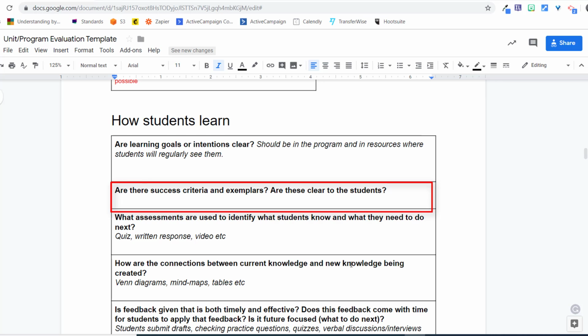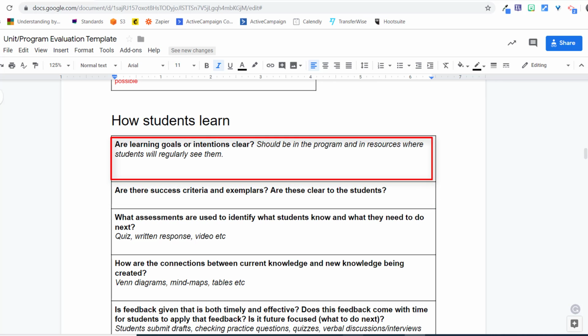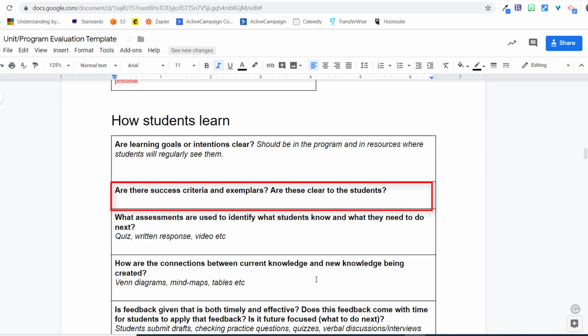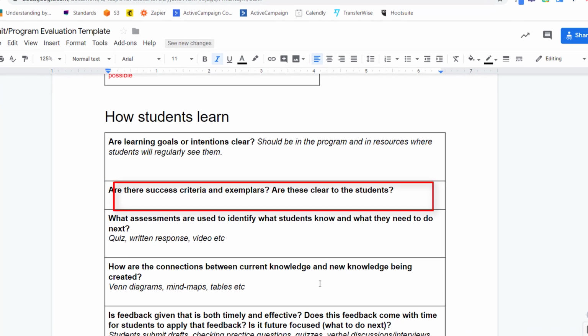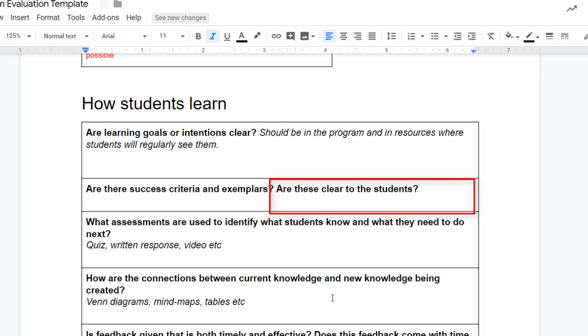And so you can see there, the first question is, are the learning goals and intentions clear? And then the second one is, are there success criteria and exemplars? And then are these clear to your students? They really need to be shown to your students, and you just need to understand them in order for them to have an impact. So use them in your planning of your unit. You should have used them originally in your planning.